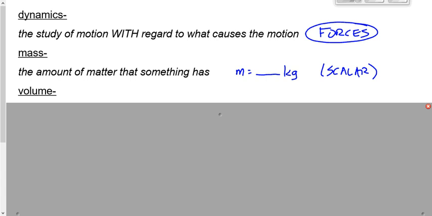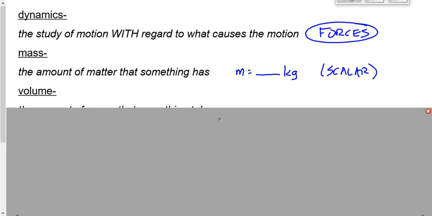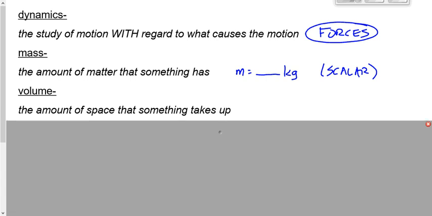We are not going to do a whole lot with volume in Physics 20 or in Physics 30. The only reason I'm defining it for you right now is so that you can distinguish between mass and volume. Sometimes people get these two definitions mixed up. We understand the difference between what mass is and volume is, but we get the definitions mixed up. The amount of matter that something has, or the amount of matter that something possesses, versus the amount of space that something takes up.